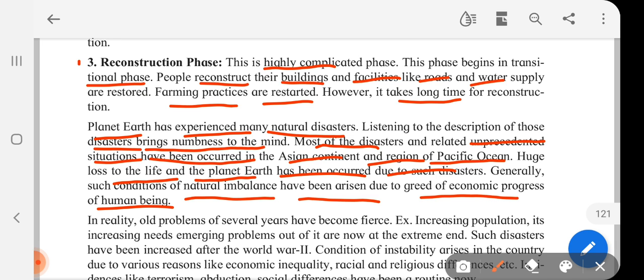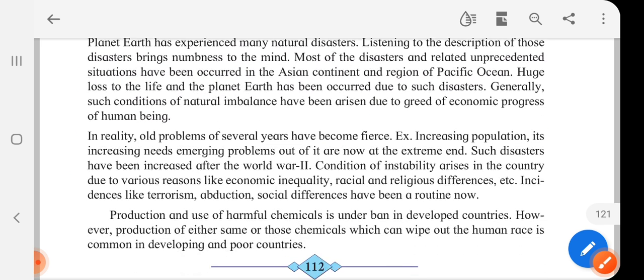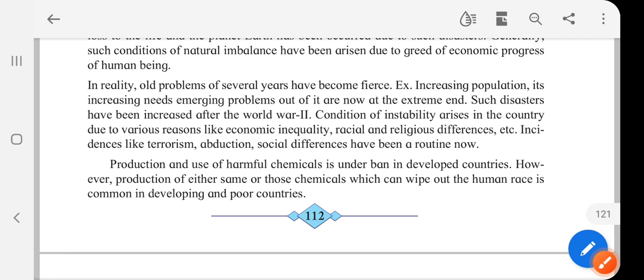So this phase, which is a very complicated phase, requires reconstruction of all those things which have been lost in the disaster, maybe farming practices or reconstructing the place where the people used to live. And planet Earth has faced many such disasters in the past, and there are some unprecedented situations which planet Earth in particular, the Asian continent and the region of Pacific Ocean, have suffered. So here this imbalance which is created after the disaster has to be reconstructed, and this is mainly due to the economic progress which every country on the planet Earth wants to achieve.